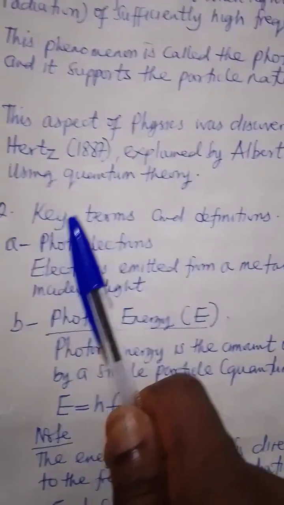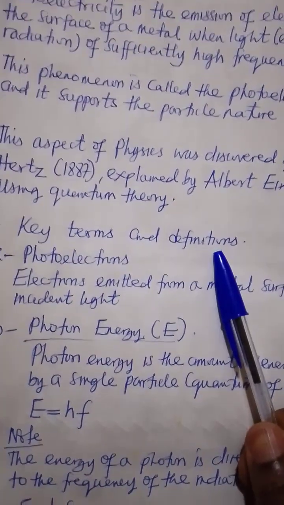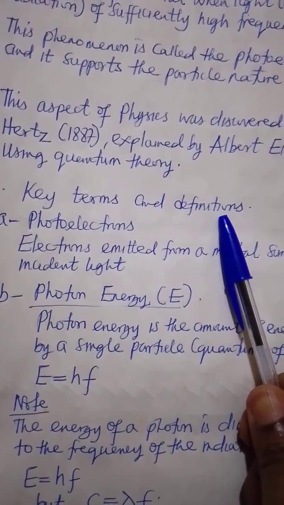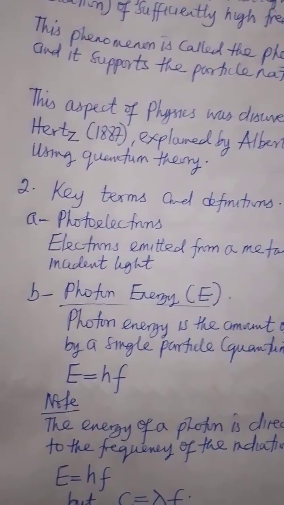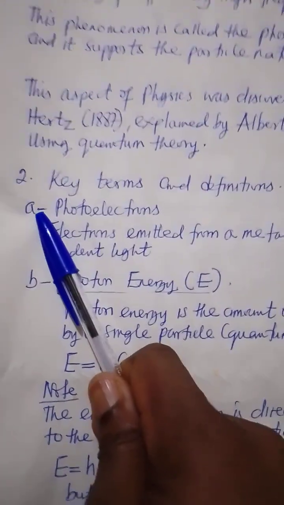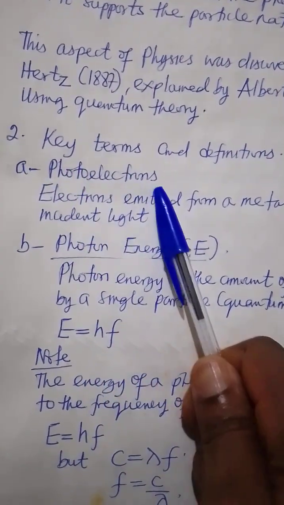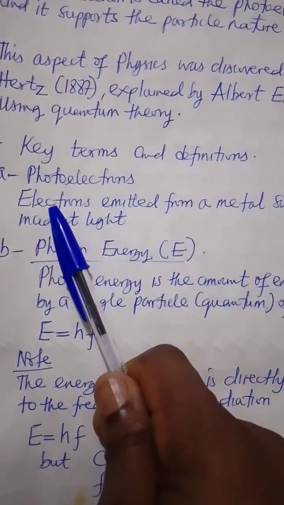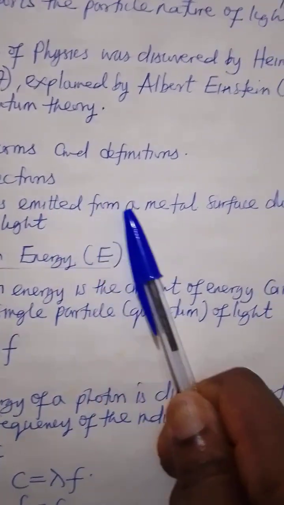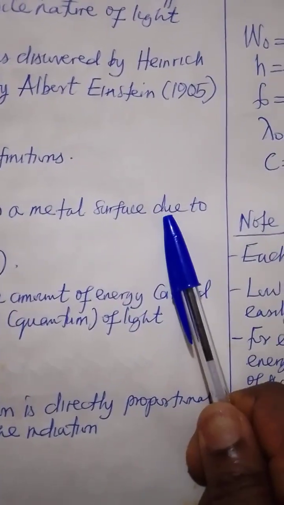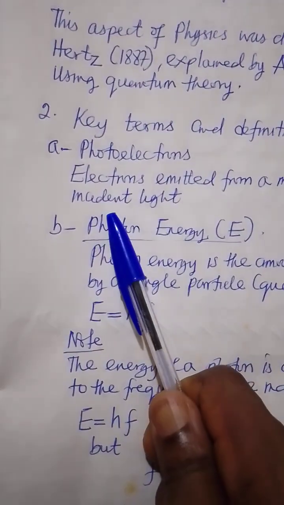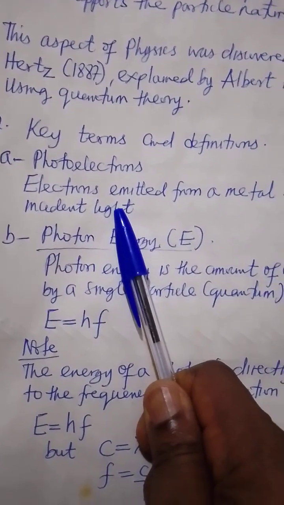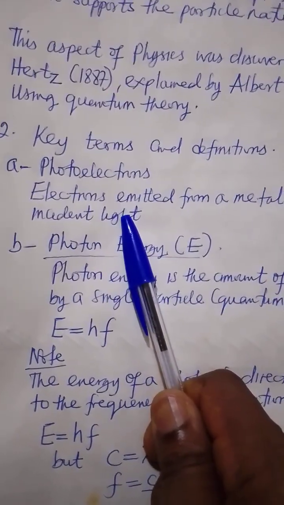Number two, we're looking at key terms and definitions. In other words, terms that will help us understand what photoelectric effect is. The first term we want to look at here is photoelectrons. Photoelectrons: electrons emitted from a metal surface due to incident light, that is due to the light that is shining on the surface of the metal.